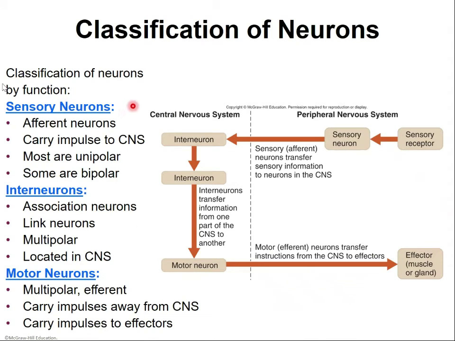And recognize there are different types of neurons. Sensory neurons bring messages towards the CNS. You have interneurons that will communicate between the sensory and the motor, and motor neurons take the messages back to the gland or the muscle that will carry out the function.